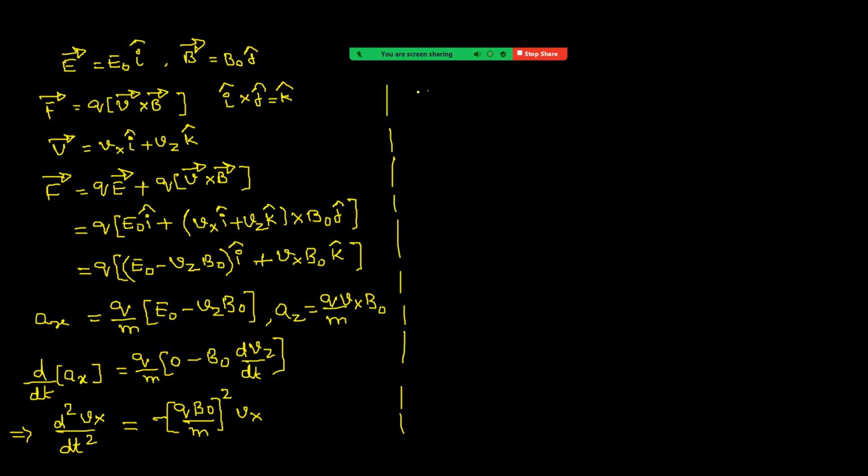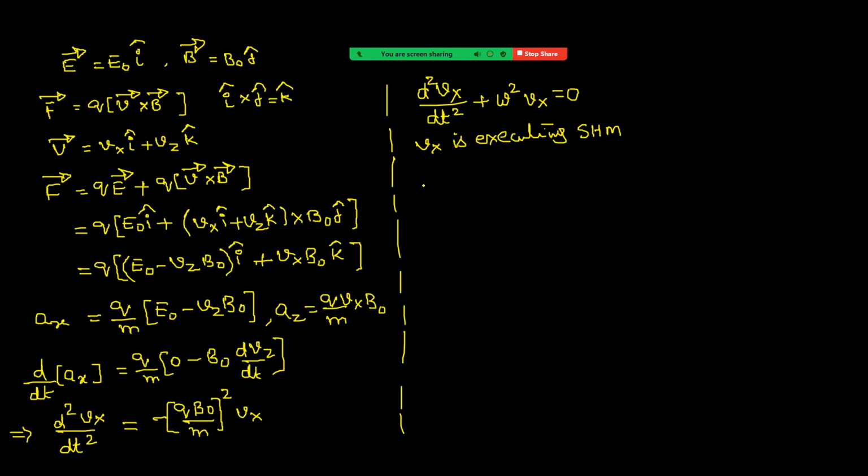Students, if you remember, this is which form? d²Vx/dt² + ω²Vx = 0, right? That means here what we can say? Vx is executing simple harmonic motion. So here we got the result that the x component of velocity is changing simple harmonically.